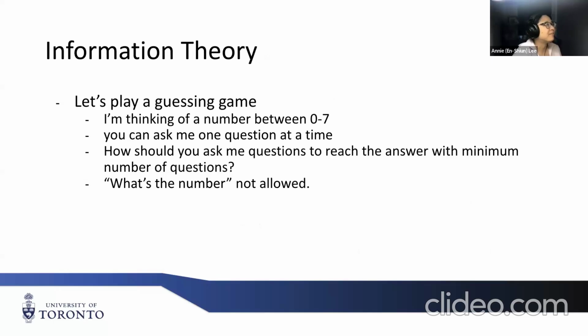Okay, information theory. I gave a brief introduction to information theory, but let's play a guessing game. I'm thinking of a number between 0 and 7, and you can ask me one question at a time, and the answer is yes or no. How should you ask questions to reach the answer in the minimum number of questions? "What is the number" is not allowed, but I'm allowed to give you binary answers of yes and no.